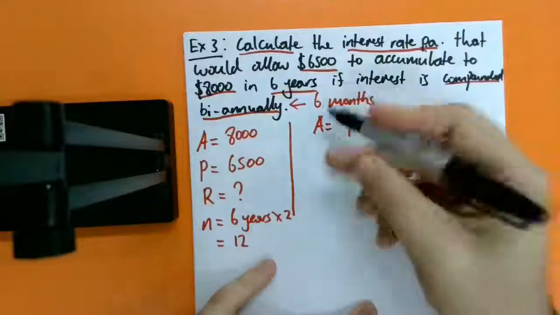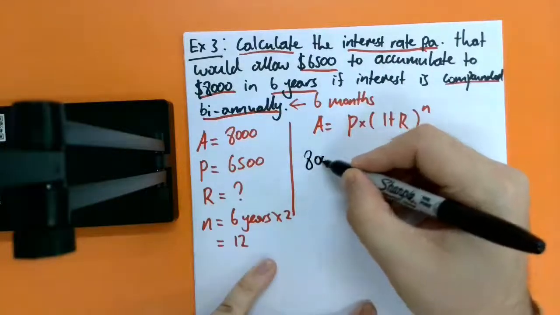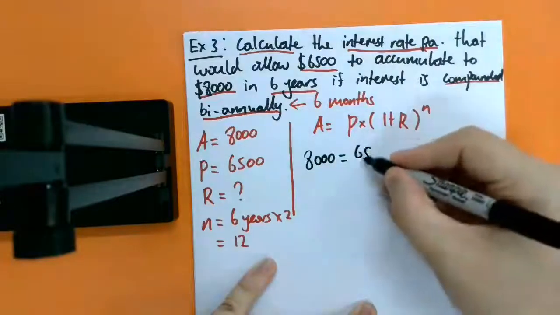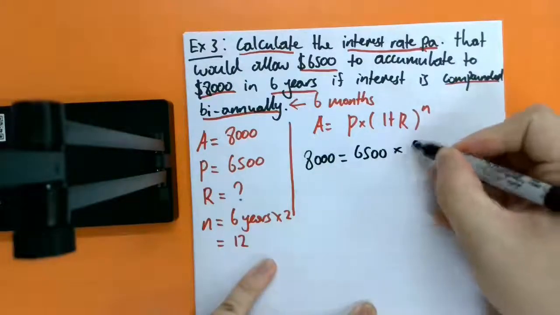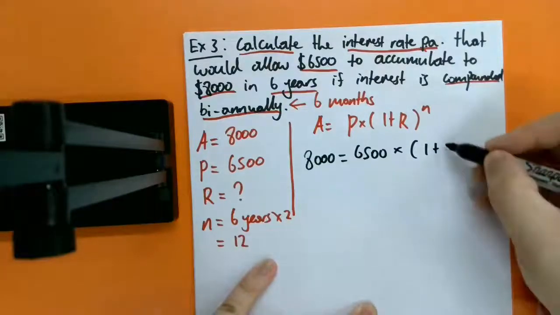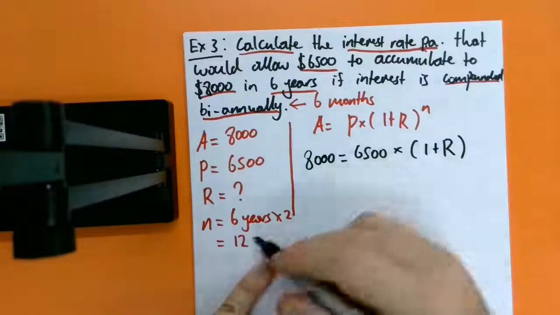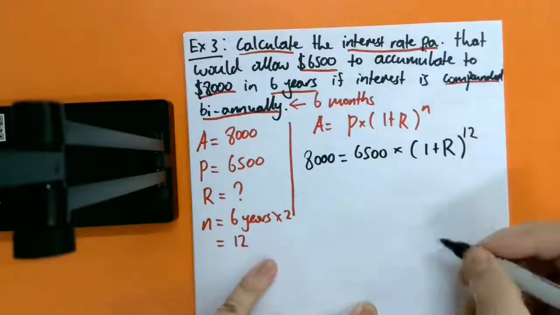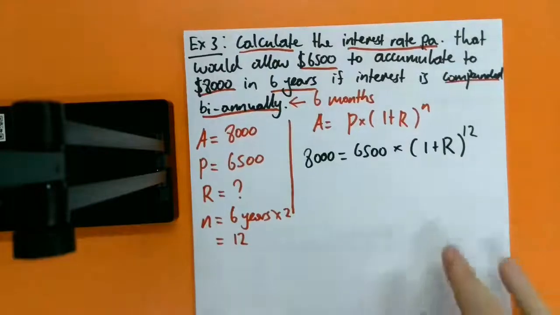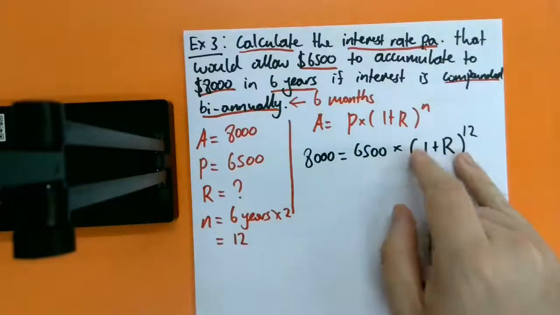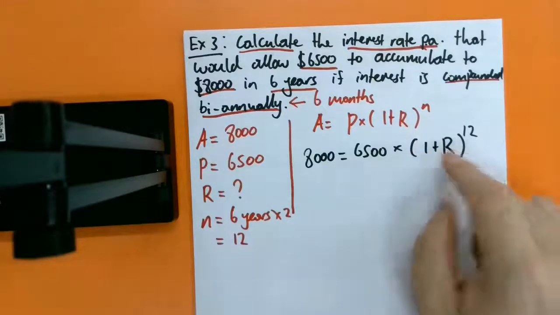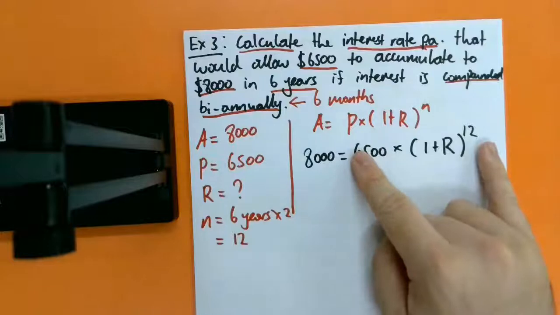Our A is equal to 8,000, so we replace A with 8,000, okay? Our principal, our starting amount, is 6,500 multiplied by 1 plus our interest rate. We don't know what the interest rate is, so we're just going to write an R, all to the power of our number of compounding periods, which is 12. Okay? So, from here on out, we need to try and get this inside the bracket by itself. Okay? We will eventually try and get R by itself, but we need to remove the stuff from the outside first.